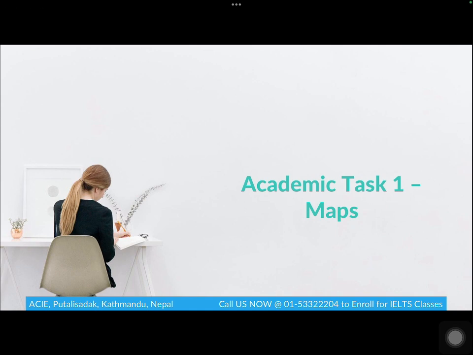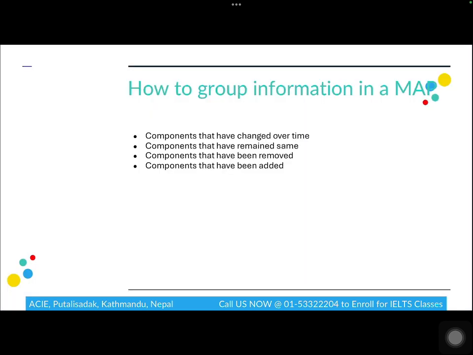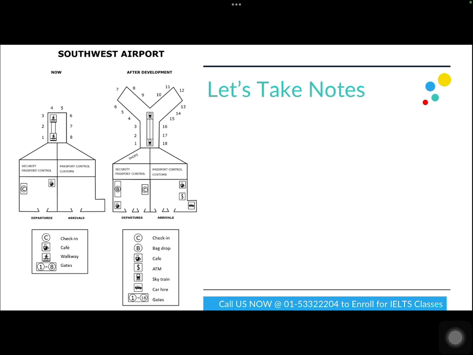Now let us look at the final question type for academic writing task 1, which is maps. Whenever you are looking at a map question, this is a sample for a map question, generally you will be given a present or a past context of a certain architecture or a map of a certain area, or it may be a comparison between present and future as well, just like in this case.